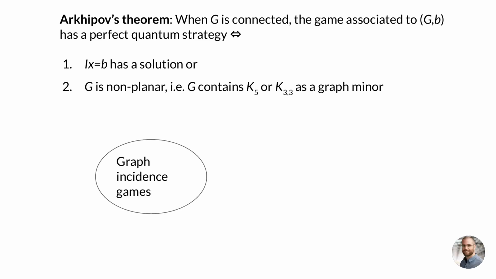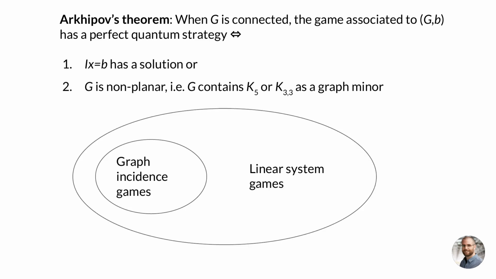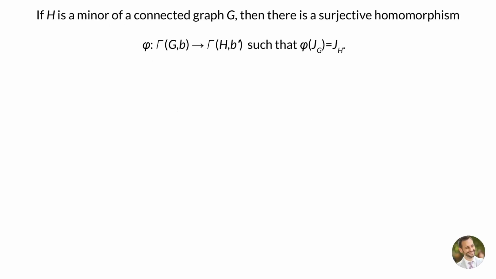Incidence groups of graphs are a special case of solution groups of linear system games, and in that world, determining if j is trivial is undecidable. We were interested in why it's so much easier to determine if j is non-trivial in incidence groups than in solution groups. It turns out that if H is a minor of a connected graph G, then there is a surjective group homomorphism between the incidence groups of G and H, mapping j to j.